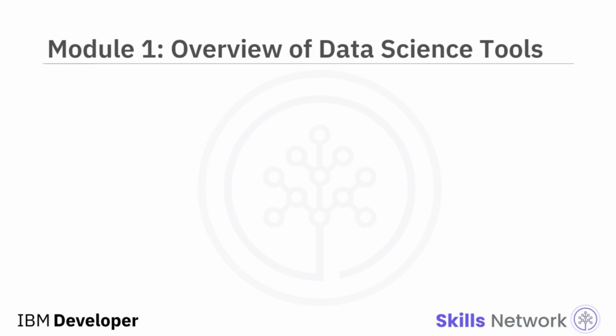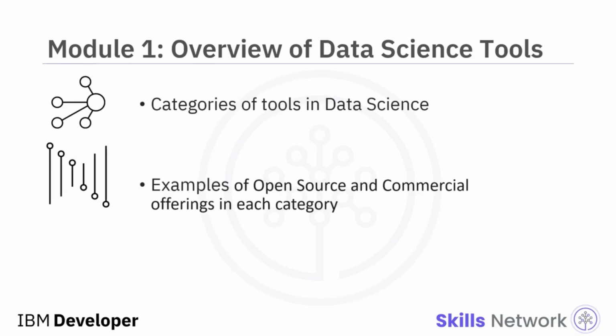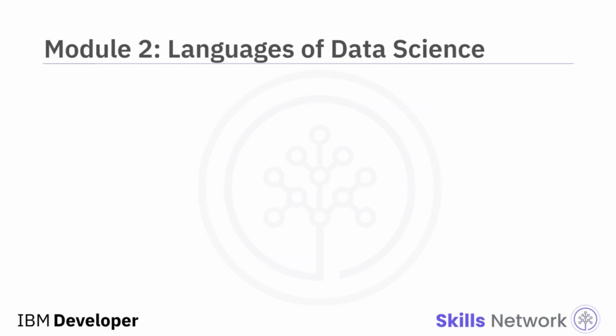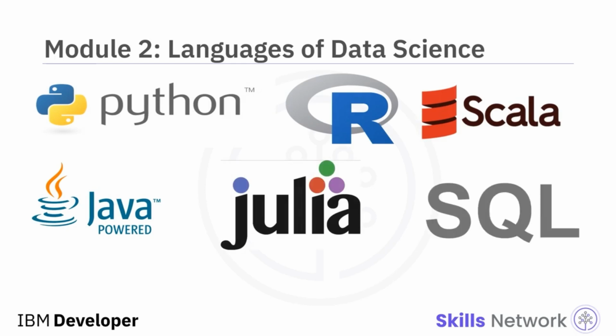In Module 1, you will learn about the different categories of data science tools and examples of open source and commercial offerings in each category. In addition, you will learn how the tools overlap in functionality and what their pros and cons are. Module 2 will give you an overview of the commonly used languages that are available in data science, like Python, R, Scala, Java, Julia, and SQL, and what they are used for.